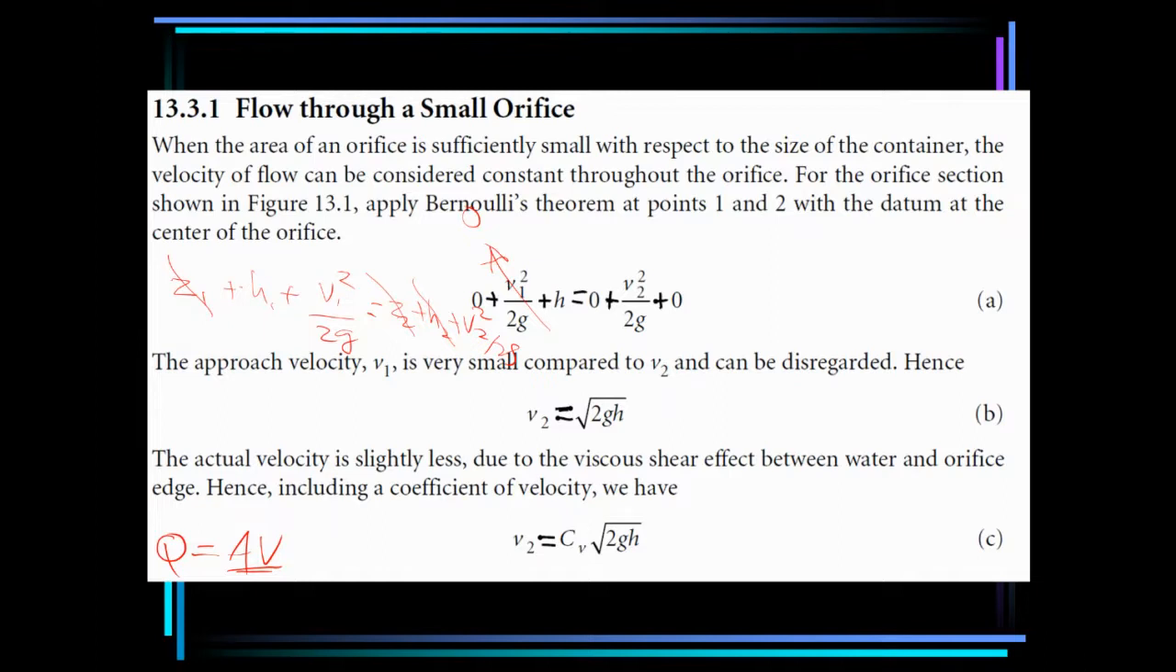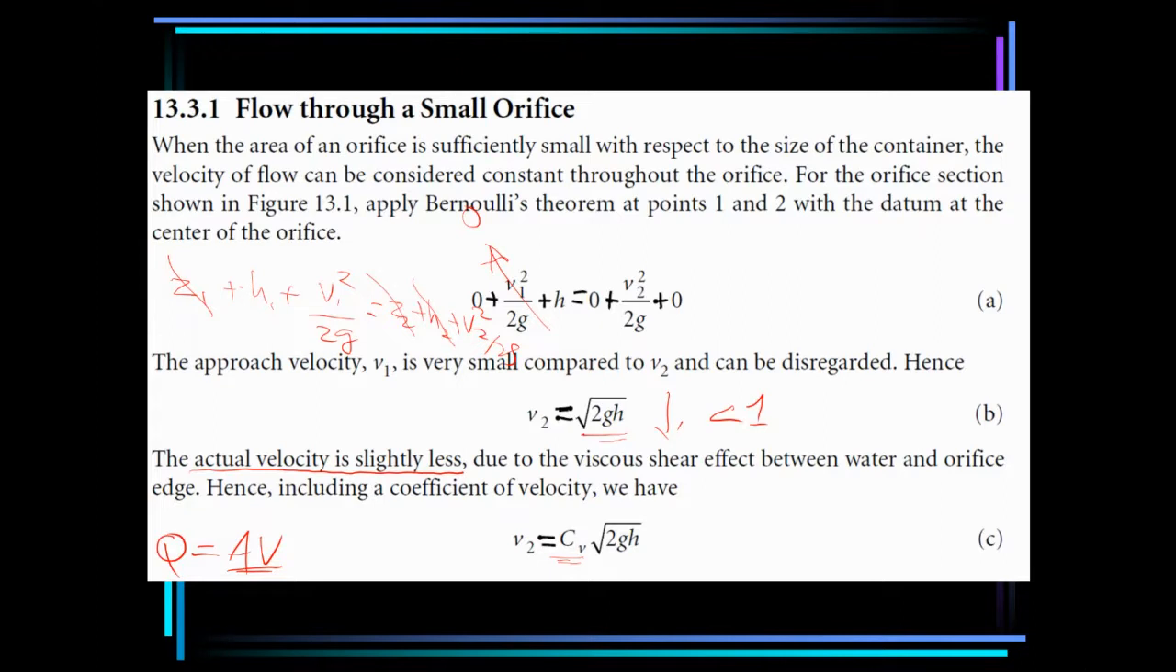This coefficient of velocity definitely is going to be less than 1, because here we mentioned that the actual velocity is slightly less. So to make this value less, we have to multiply by a factor that is less than 1. If you multiply by a factor more than 1, then this value will be higher. It's only when we multiply by a value less than 1 that the value here will be smaller. So the coefficient of velocity here is less than 1, 0.8, 0.9, depending on some factors that we will discuss later.